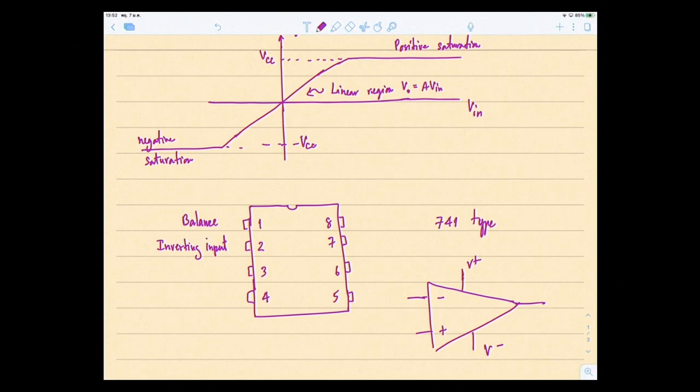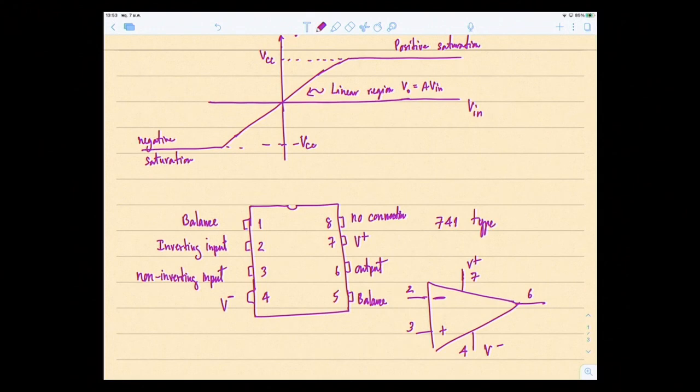Inverting input is the negative sign, so this is number two. Number three is the non-inverting input, so this would be lead number three. Number four is the negative power supply, so it's lead number four. Number five is something for the balance. Number six is the output, so this would be number six right here, and number seven is V plus, VCC, so this is number seven. So this is an example of what the op amp looks like nowadays.